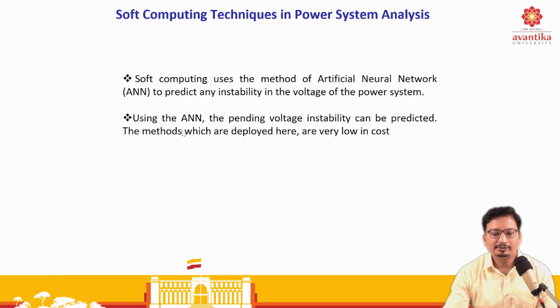So using the artificial neural network, the pending voltage instability can be predicted. The methods which are deployed here are very low in cost in comparison to human analysis, because if we do the same thing by using humans, then the chances of error are more. But if it is operated by some machine which has all the control of the power system, then it is able to work properly. So for this we use the concept of artificial neural network to maintain the stability in the power system also.